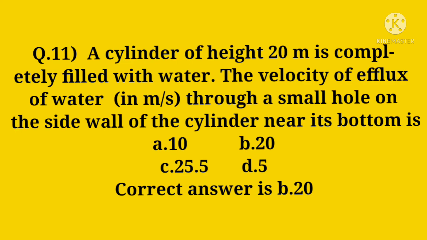Question number 11. A cylinder of height 20 meter is completely filled with water. The velocity of efflux of water in meter per second through a small hole on the side wall of the cylinder near its bottom is: option A 10, B 20, C 25.5, D 5. The correct answer is B, 20.